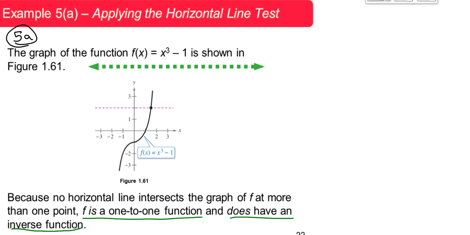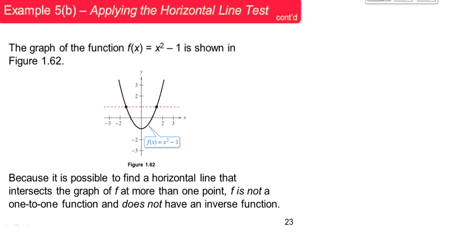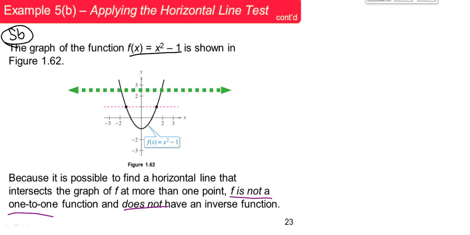5b, same thing, it's kind of pre-done for us. So 5b shows this one, f of x equals x squared minus 1. When we use the vertical line or horizontal line test, and we drag that around, it's hitting it in more than one place. So this one is not 1 to 1, and it does not have an inverse function. So that's kind of the graphing parts of all of this.